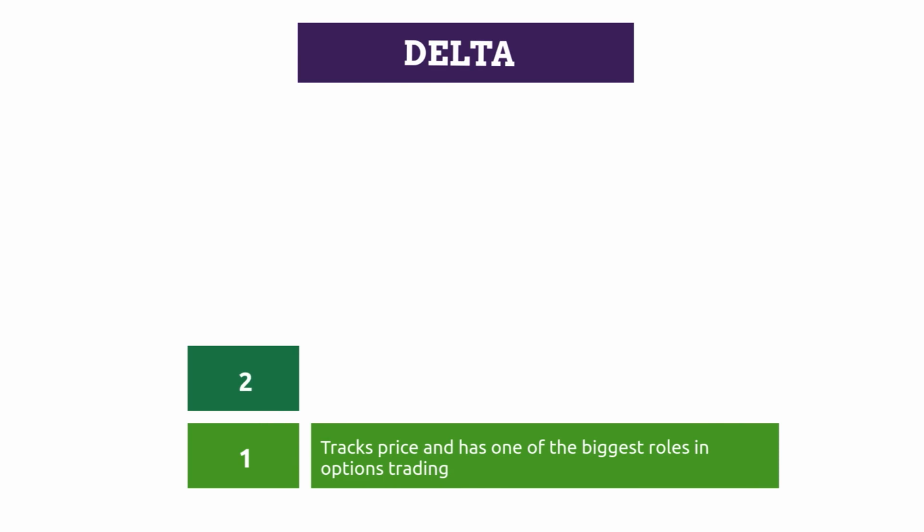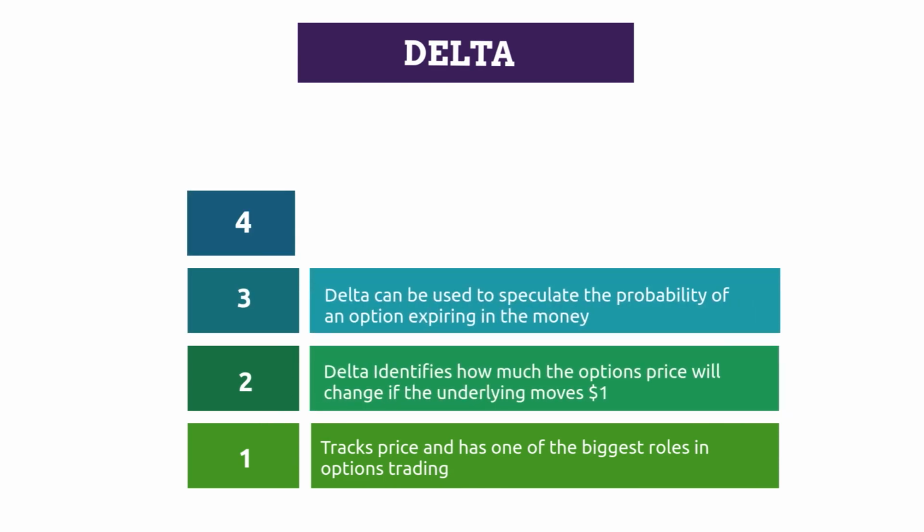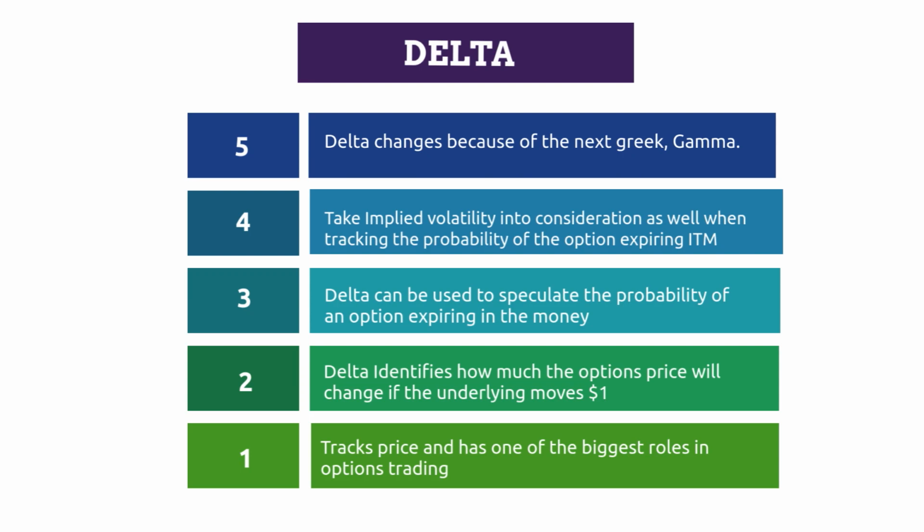Let's begin with delta. Delta categorically tracks price. Delta has one of the biggest roles in options trading, especially if you're an option buyer. Delta identifies how much the option's price will change if the underlying stock moves $1. If an option has a delta of 0.30, every $1 the stock rises, the premium will rise 30 cents. Conversely, if the stock drops $1 in value, the option will drop 30 cents in value.